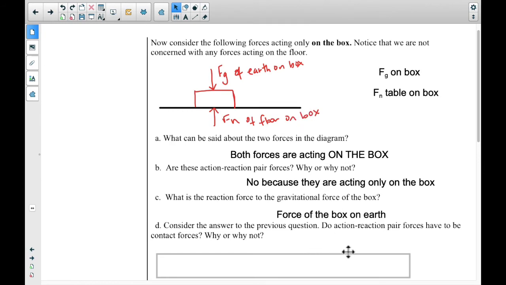Now let's talk about this question D. Do action-reaction pair forces have to be contact forces? Why or why not? You really have to, no pun intended, think outside the box here. Let's think of something tiny, like a molecule or an electron. Or maybe something a little bit bigger than that, like a little tiny piece of paper shard. Do action-reaction pair forces have to be contact forces? Why or why not?